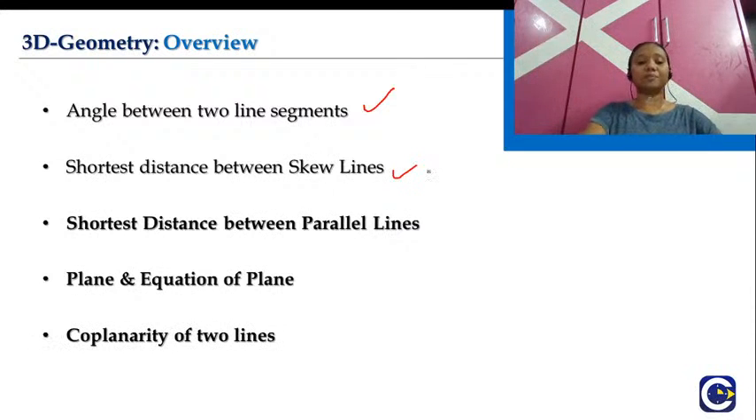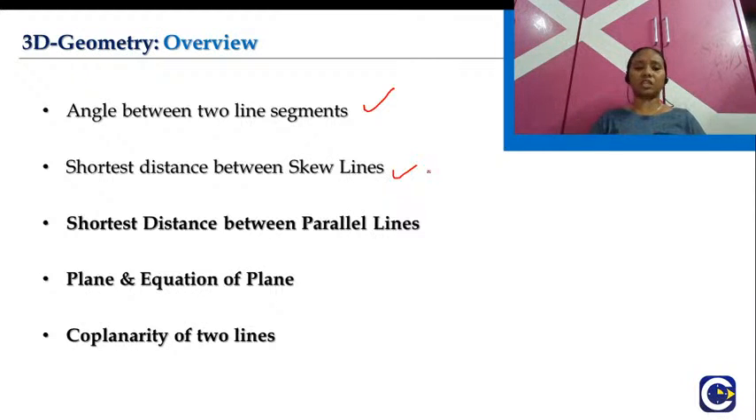After the plane and the equation of a plane, we are going to discuss the coplanarity of two lines. We know what coplanar lines are: they can be either intersecting or parallel lines. But to get coplanar lines, what can be the condition? The condition is what we are going to see here, the condition of coplanarity.